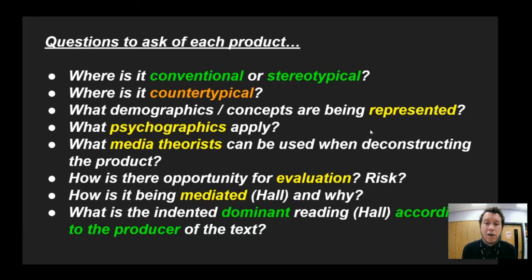Is there an opportunity for evaluation? What are the risks of that representation? Are there alternative viewings that you could talk about in respect to Stuart Hall? What is the intended dominant reading? What could a possible negotiated or oppositional reading be? Are there instances of polysemy where semiotics would suggest there's more than one meaning for you to suggest?